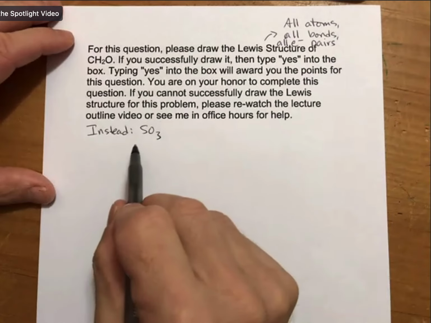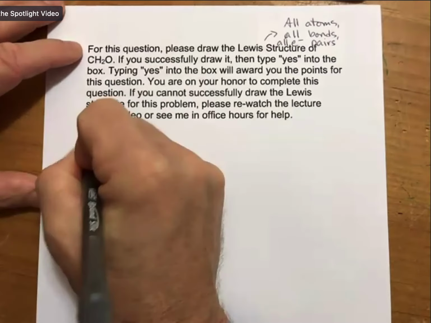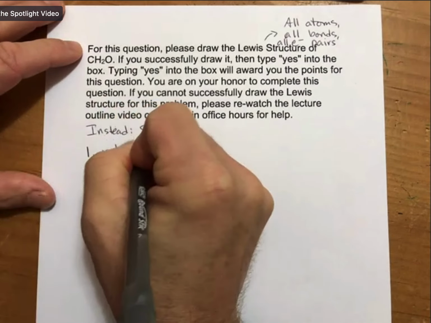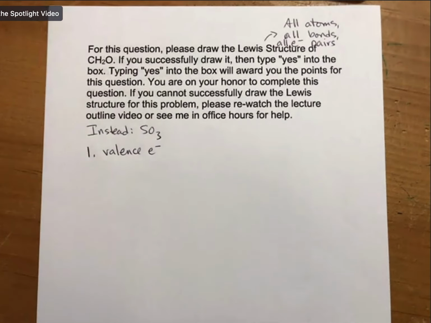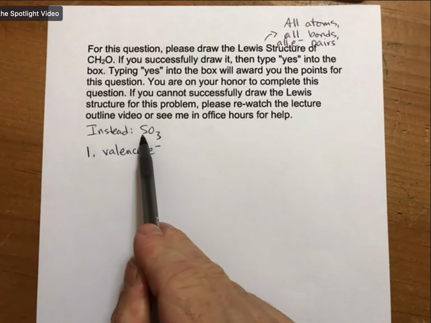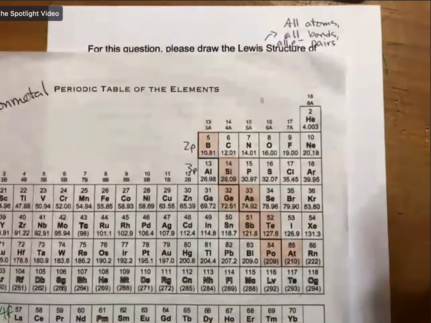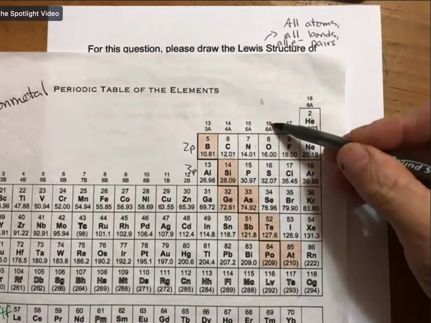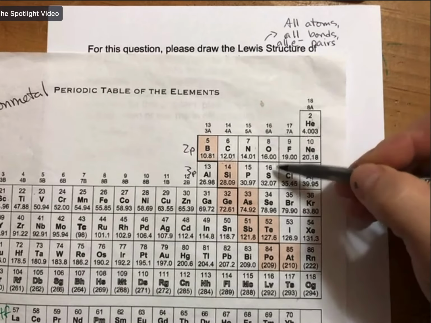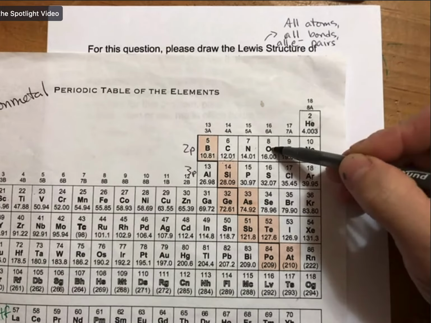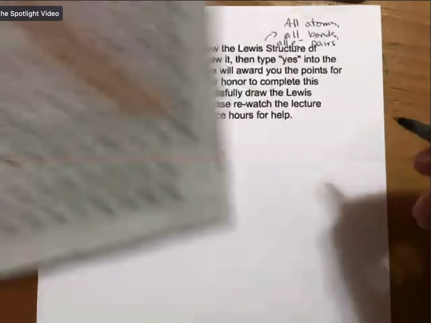Okay, so in order to do a Lewis structure, you count up the number of valence electrons in the molecule. Valence electrons are electrons in the outer shell, and you can look at your periodic table and figure them out. For example, sulfur and oxygen. So sulfur and oxygen are in group 16, and this 6 number is the number of valence electrons per atom. Sulfur has 6 valence electrons. Oxygen has 6 valence electrons per atom. And we will be counting up the total number.